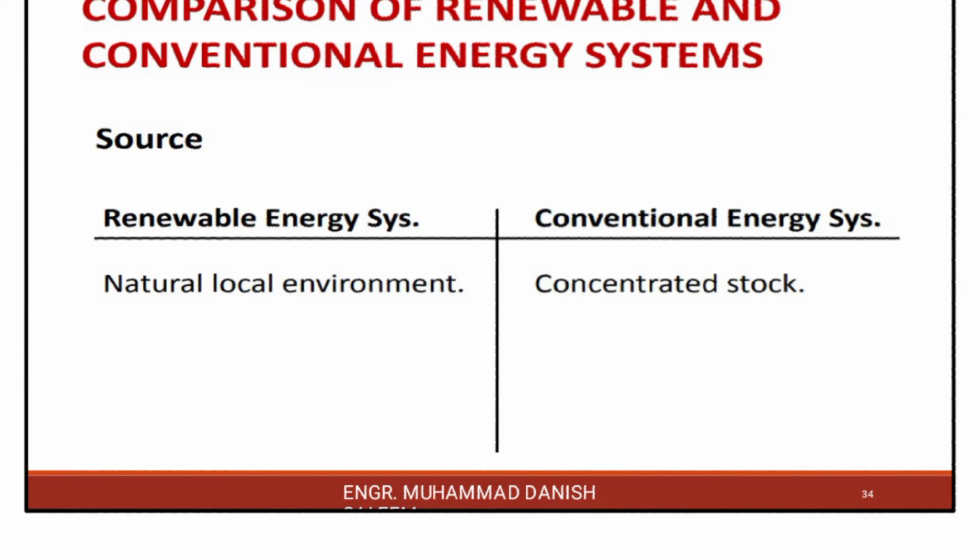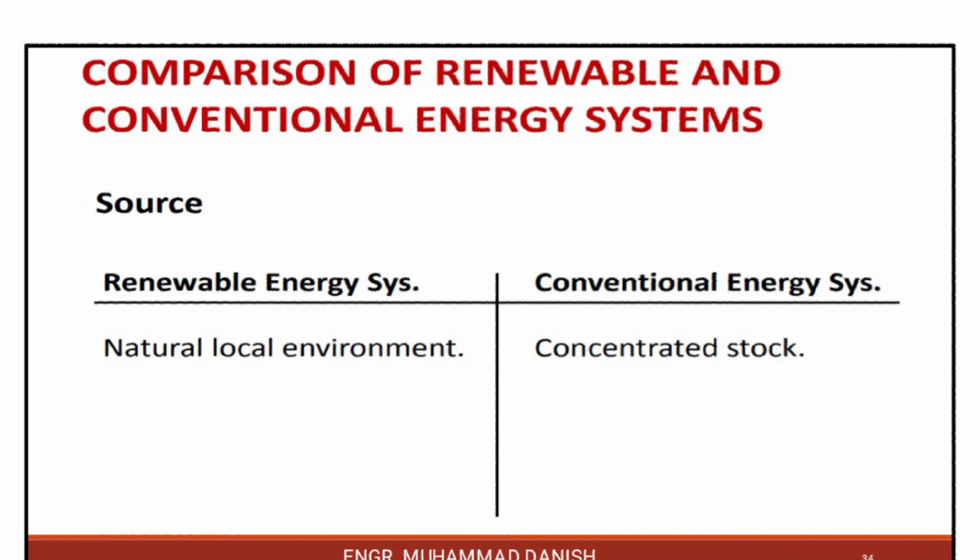Renewable energy systems use the natural local environment, meaning that energy produced from renewable energy systems comes from our natural local environment, like from the sun and from the wind, while the conventional energy systems are concentrated stocks. Concentrated in terms that they have high calorific value, so that's why these are concentrated stocks.